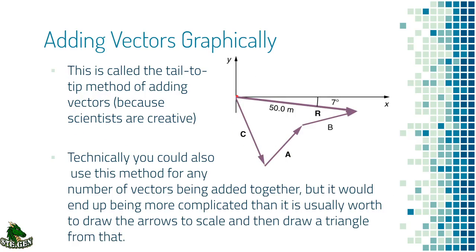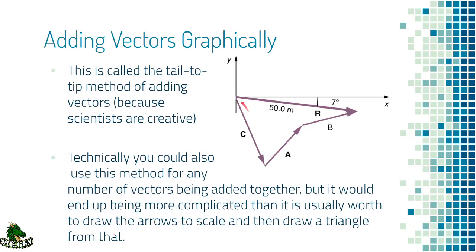Now, this method that we use to just get to the Pythagorean theorem is called the tail-to-tip method of vector addition, because scientists are the most creative sort of people you will ever meet. And technically, you can use this method for any number of vectors being added together, but that usually just ends up being more complicated because you'd have to draw all the arrows to scale, and I don't know about you, but I wouldn't trust myself to get out a grid and draw them to scale.